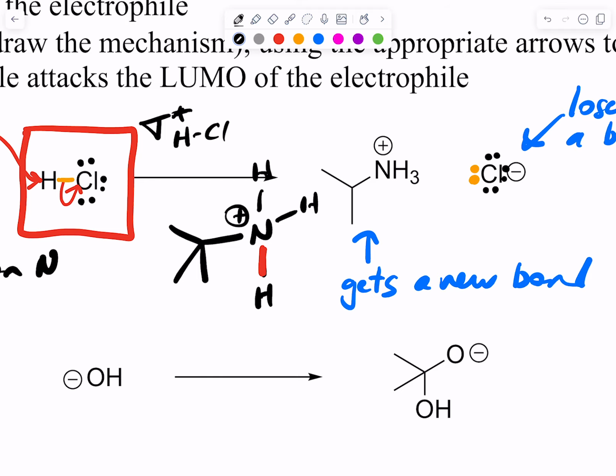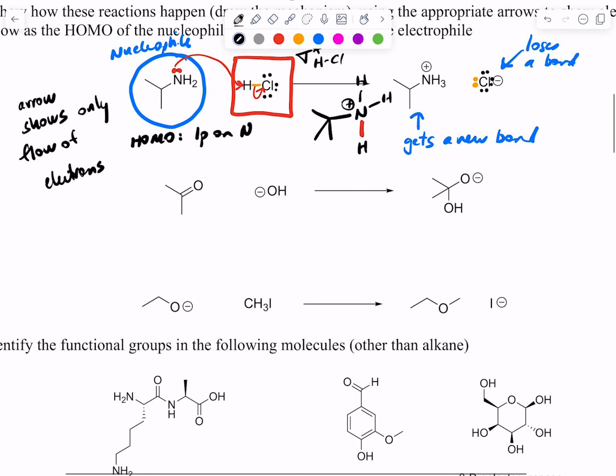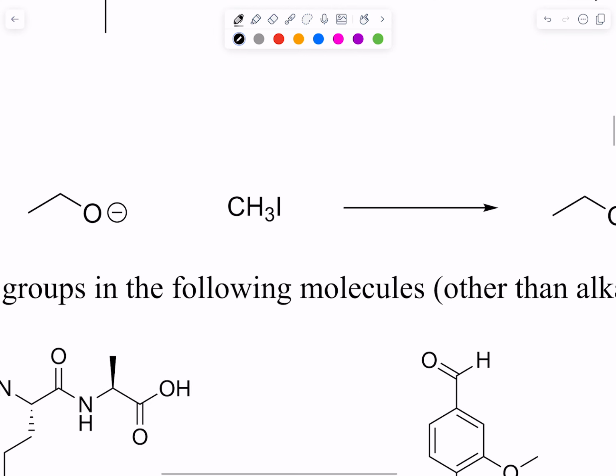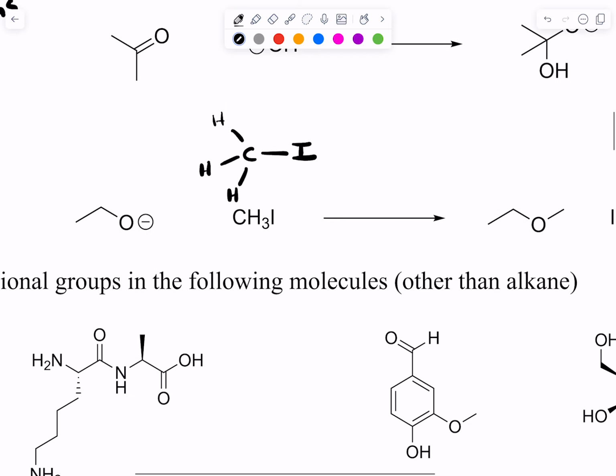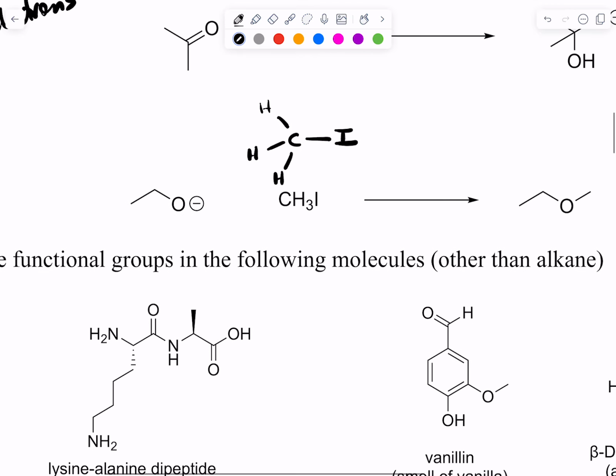Yeah, go ahead. Could you show what the arrows would look like for the third example? Yeah, so let's show you what the arrows would look like for the third example. You might need to draw out the Lewis structure of the molecules so that it makes a little bit more sense. You at least need the carbon iodide bond.